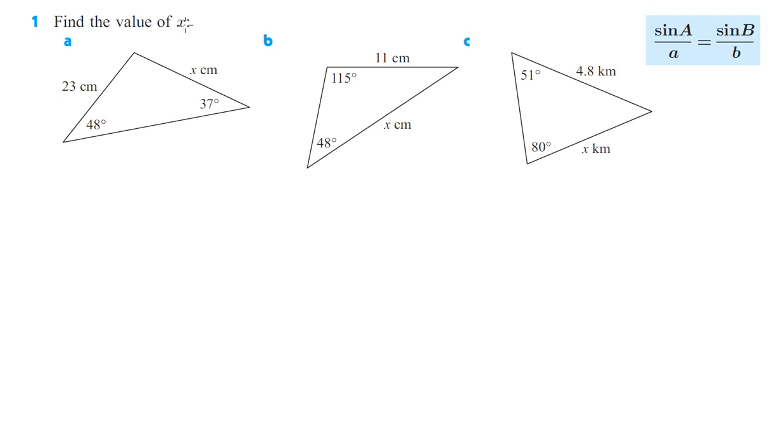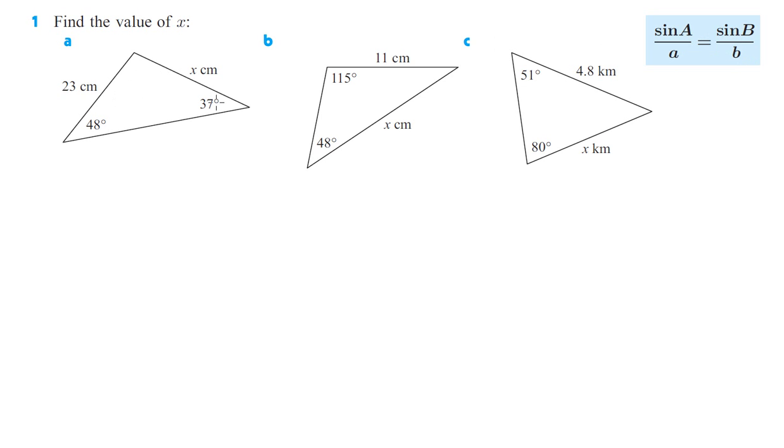All right, so let's start with number 1 here. Find the value of x. So we have a couple angles and one side, and we're trying to find the other side. So this is the law of sines. If you have an angle and the side across from it, then you should be able to find other pieces as long as you have one other side or one other angle.